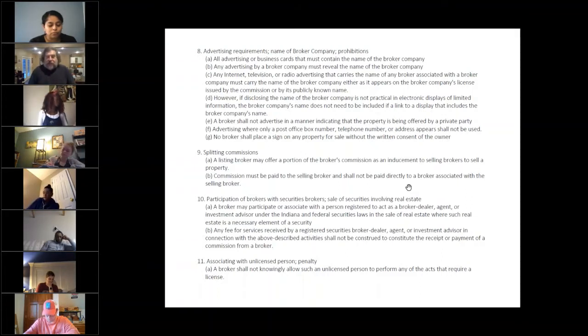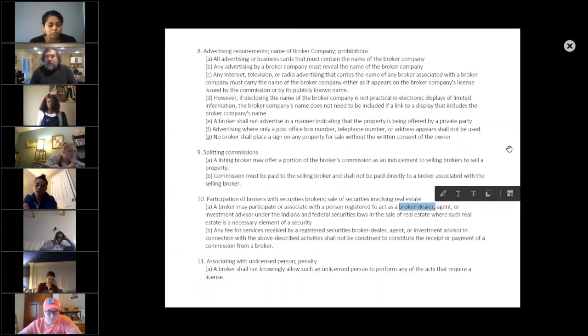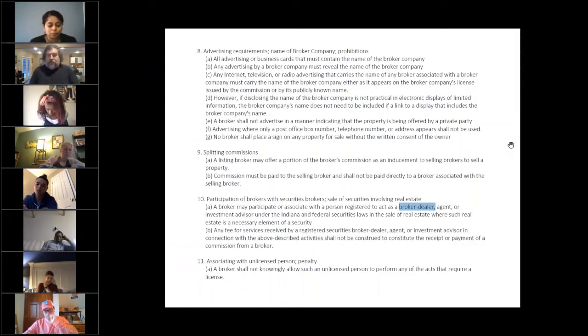Number 10, participation of brokers with security brokers. You are allowed to work with security brokers as long as you are not violating their securities law. One thing I want to point out is the word right there, broker dealer. That is not us. That's what they call a securities dealer, a broker dealer. So in that word right there, they don't mean us. When they say broker, don't confuse that. A securities exchange guy, or what you would call a stockbroker, they are a broker dealer, just like we're a broker as well.